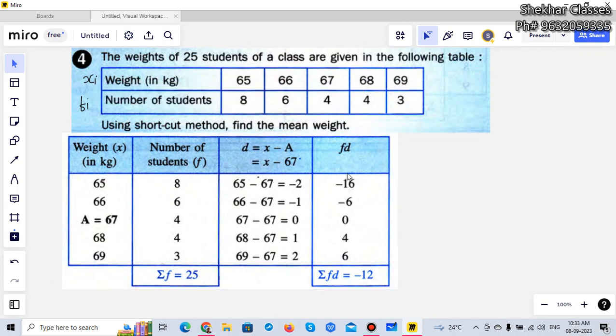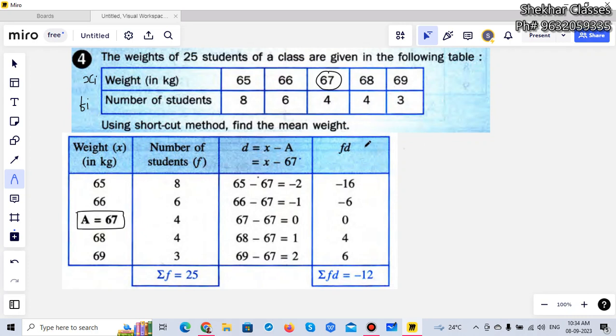Now, since we don't have to use the direct method. In the direct method, we could have simply added the products and the frequencies and divided. But here we have to assume one of these weights as a mean. So we can assume either 66 or 68 or any one of these is a mean. Generally we take the middle one. So I find the middlemost is 67. This is 5 numbers, 1 2 3 4 5. The middlemost is 67, so I can assume the middle one, 67, is the assumed mean here.